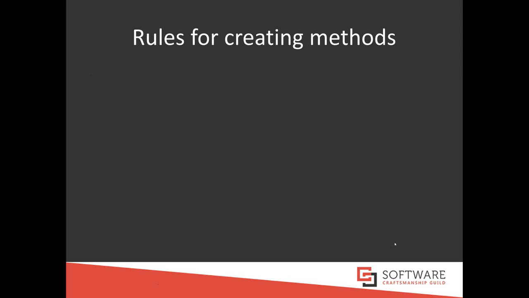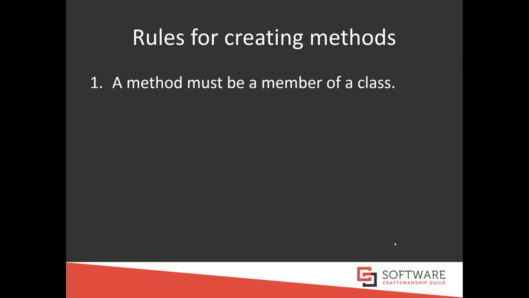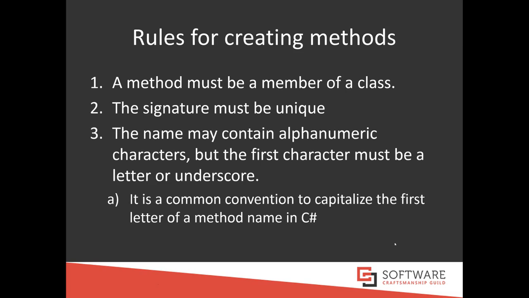There's a couple rules we need to be aware of before we start creating methods. The first is that a method must be a member of a class. The main method that we've been using in the console is inside the program class. The signature of a method must be unique. We cannot have two methods that have the same type, same name, and same parameters. The name of the method can contain alphanumeric characters, so A to Z, 1 to 9, and the underscore. However, the first character of a method must be a letter or an underscore. You cannot start it with a number.